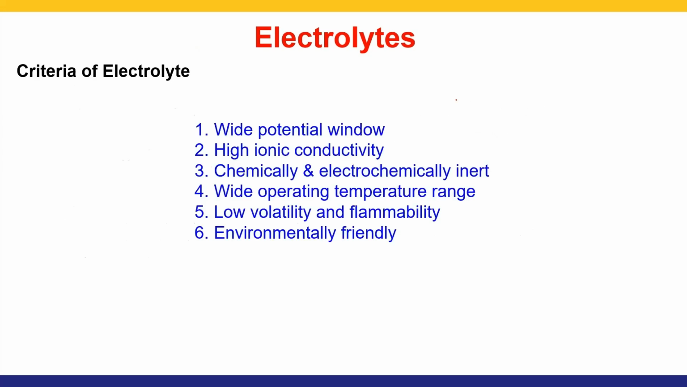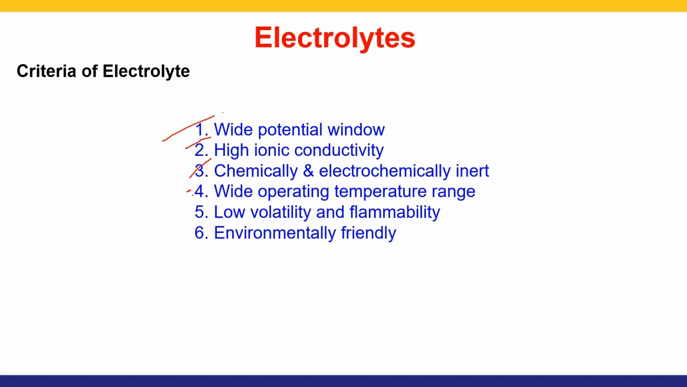Now, let's talk about the criteria, or the requirements, of the electrolyte. First, it should have a wide potential window. As such, the electrolyte will not be decomposed during the normal operation of the lithium-ion battery. And then it should have a high ionic conductivity. In other words, the electrolyte should have a low viscosity. As such, the lithium ion can be transported easily. We don't want the electrolyte to be decomposed or degraded during normal conditions, and therefore it should have good chemical and electrochemical stability.